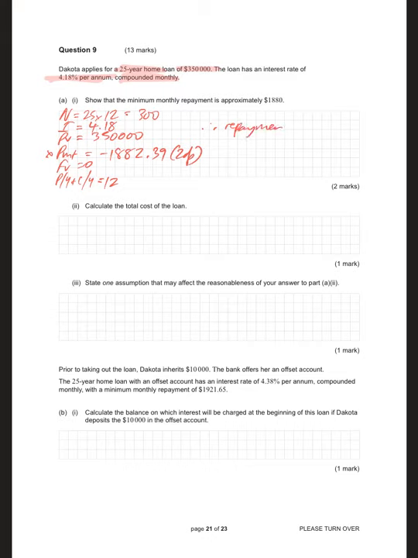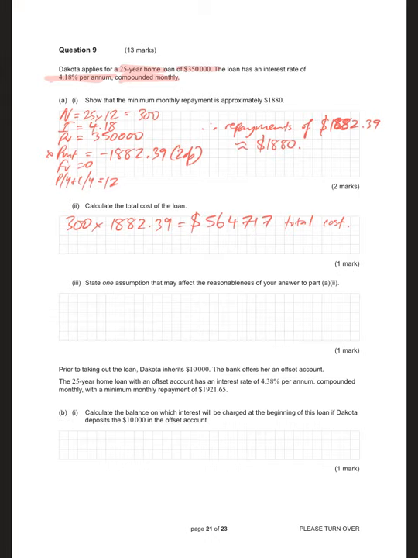repayments of $1,882.39, which is approximately equal to $1,880. Calculate the total cost of the loan. Total cost is going to be 300 payments of $1,882.39. It's going to total a cost of $564,717 total cost.